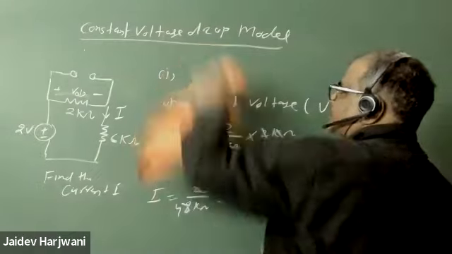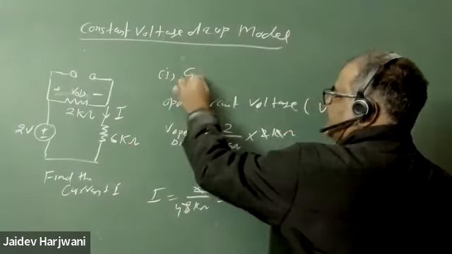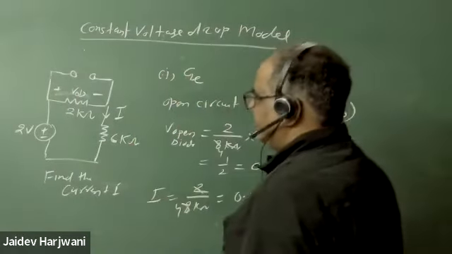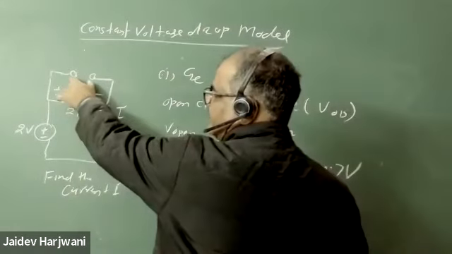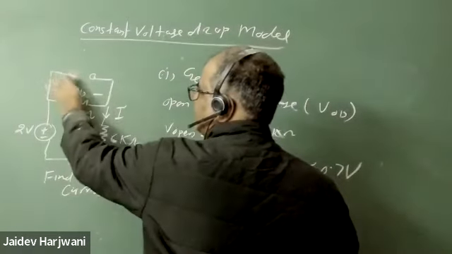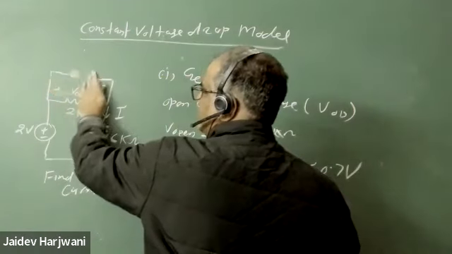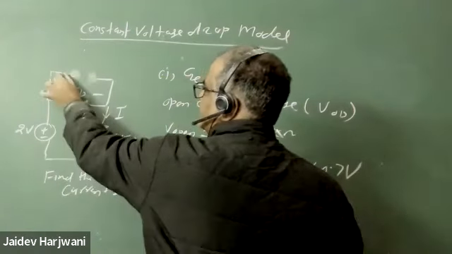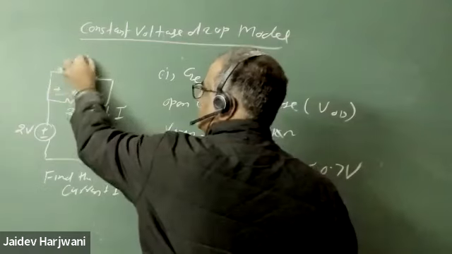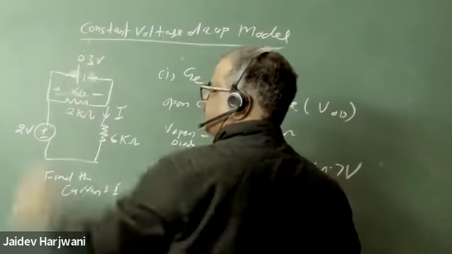Now the second case is for germanium. So the open circuit voltage coming is 5 volt here. So for the second case, your diode will be conducting. It can be replaced by a battery of 0.3 volts.